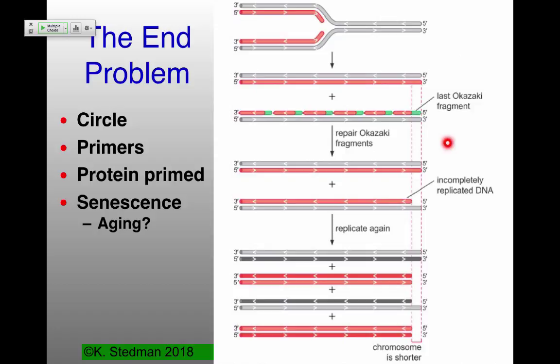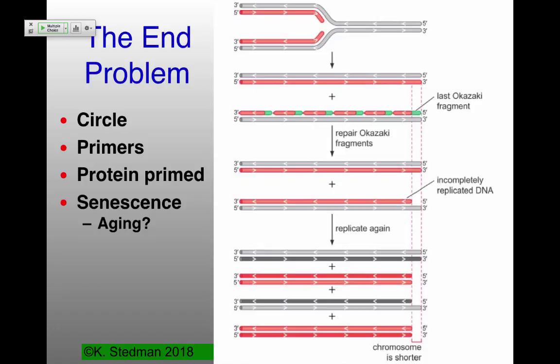And so if you get to the very end of a linear chromosome, this lagging strand is going to be missing a piece. Now this piece is too short. If you replicate to here, this piece is shorter yet. You undergo another round of replication, and this will get shorter and shorter and shorter. So what happens is the ends of your linear chromosomes are going to keep getting shorter.